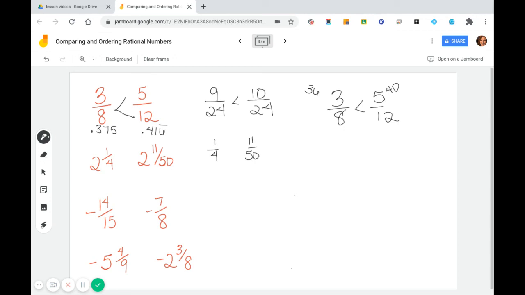I'm going to continue, like I said, with the shortcut. 50 times 1 is 50. 4 times 11 is 44. I got a bigger answer on the left, so the fraction on the left was the bigger one.